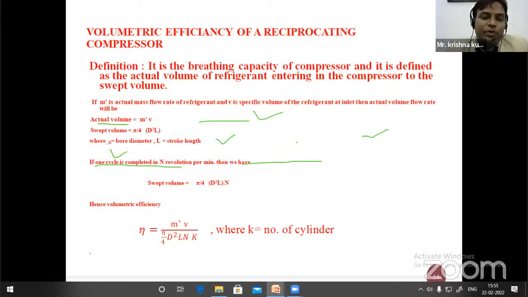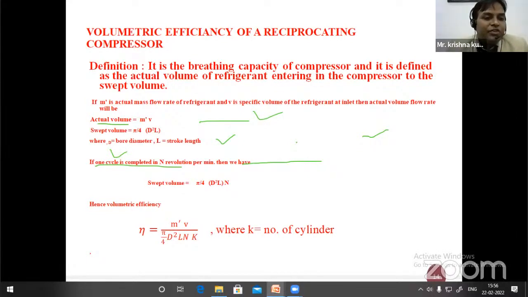Volumetric efficiency of a reciprocating compressor. A reciprocating compressor, as we know, uses linear movement to compress gases, here the refrigerant as a gas. If we define the volumetric efficiency of a reciprocating compressor, it is the breathing capacity of the compressor, defined as the ratio of the actual volume of refrigerant entering the compressor to the swept volume. So we need to define the actual volume and the swept volume, and from these two terms we get the volumetric efficiency.